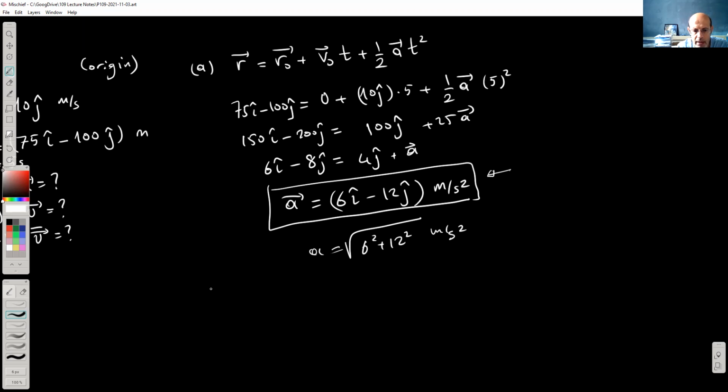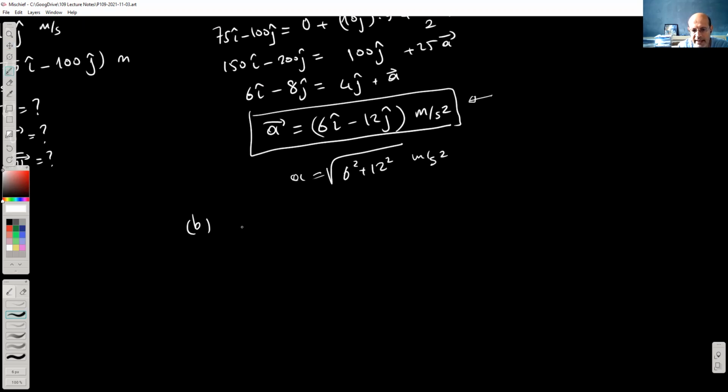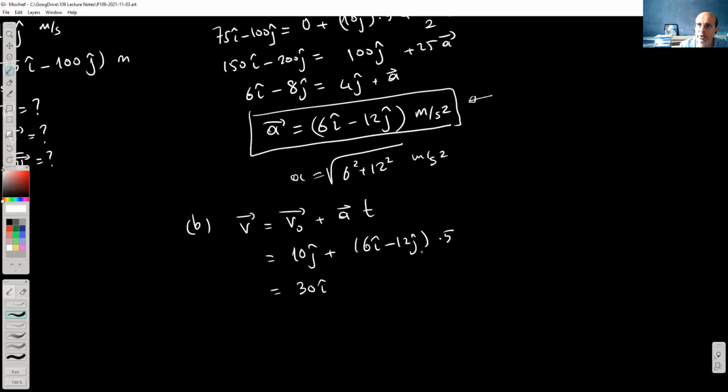Okay? Part B, what's the final velocity? Final velocity is initial velocity plus acceleration times t. Initial velocity is 10j. Acceleration is 6i minus 12j. Time is 5 seconds, so therefore we get 30i, and 5 times 12 is 60, so 10 minus 60 gives you minus 50j meters per second. So that's the final velocity.